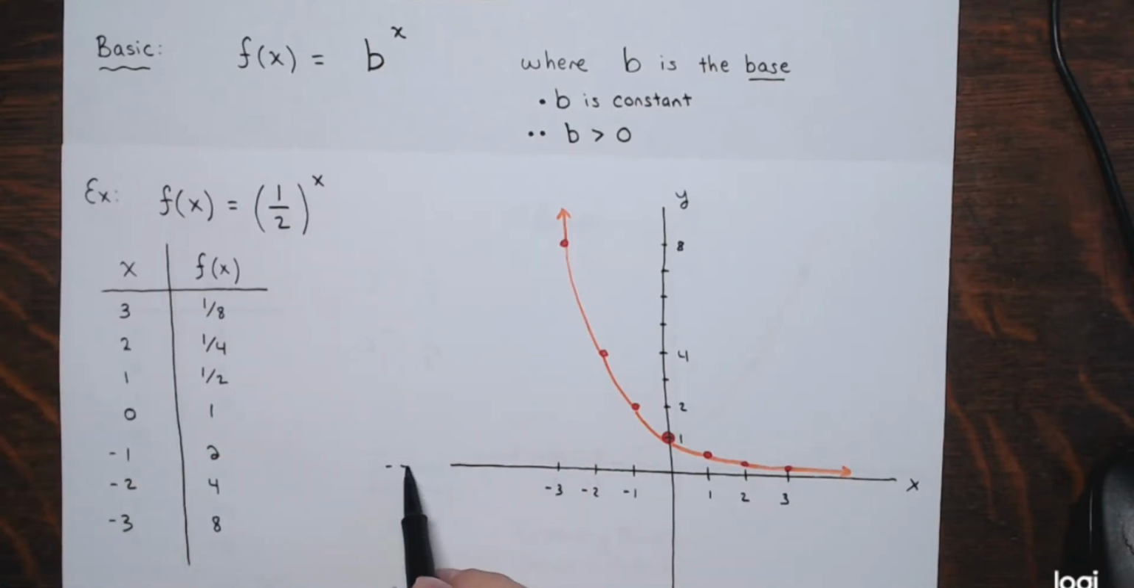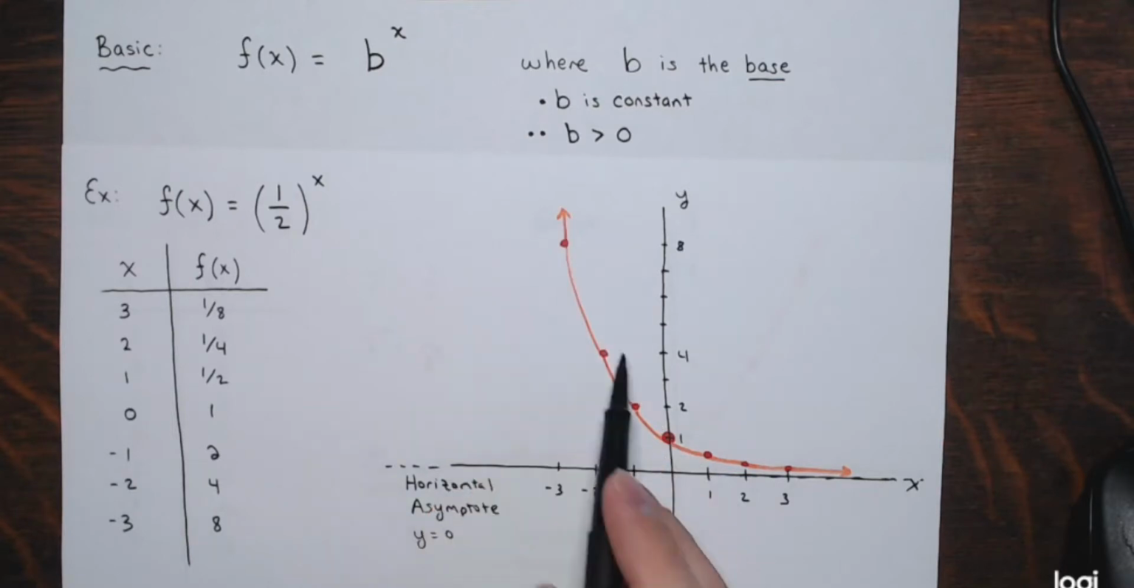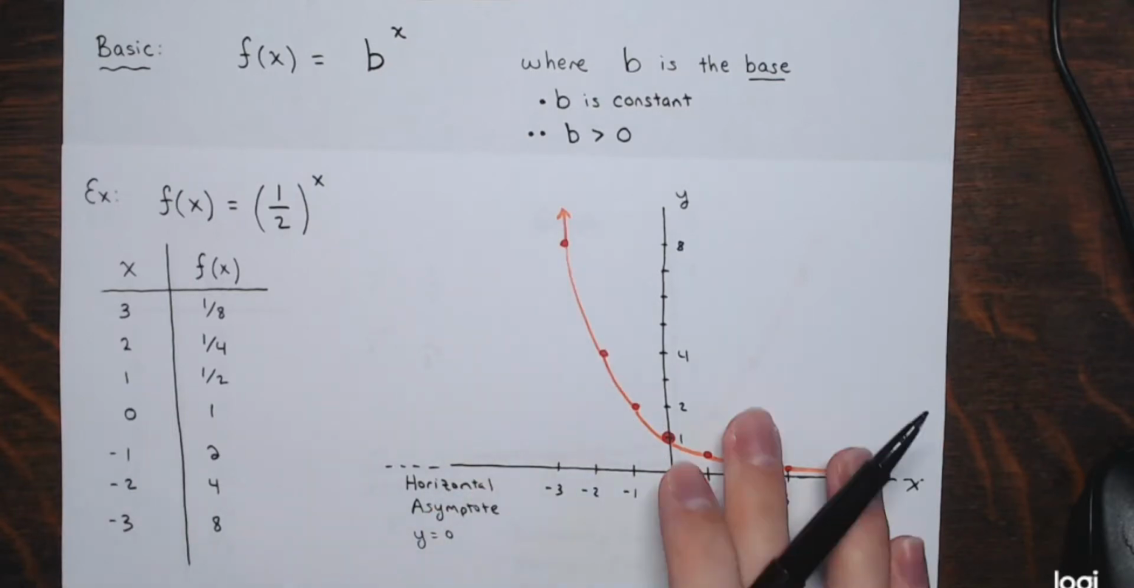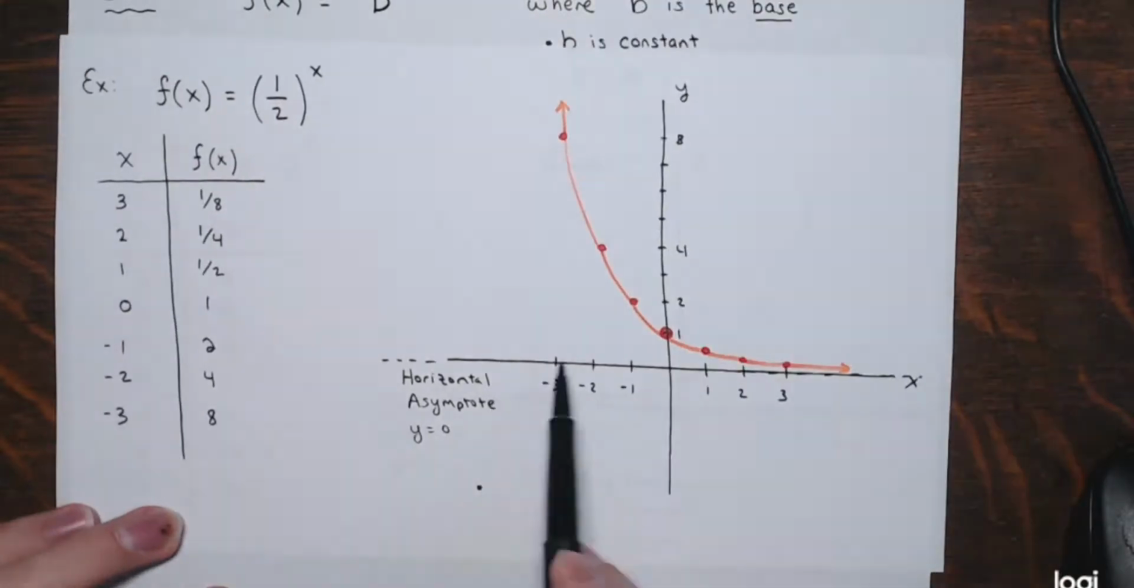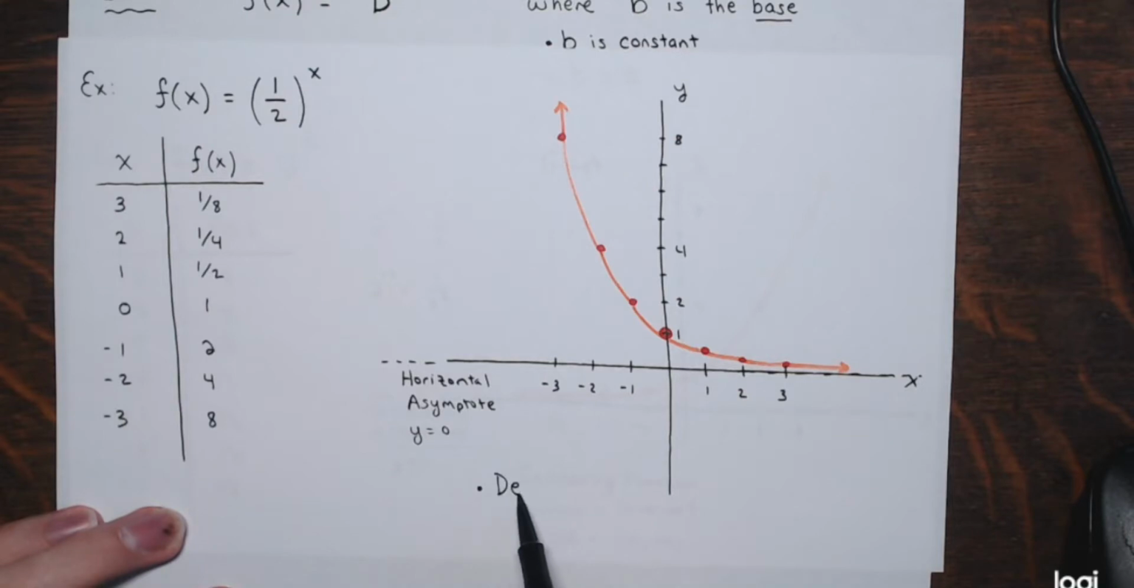So once again, we have a horizontal asymptote, a horizontal line that the graph will approach but never touch. And that horizontal asymptote is y equals 0, the x-axis. Now, they would call this a decreasing function, because as I increase the input, the output's always going down. So this would be considered a decreasing function.